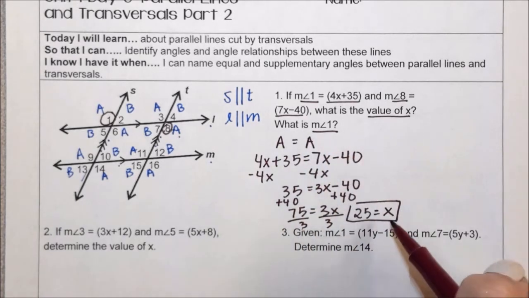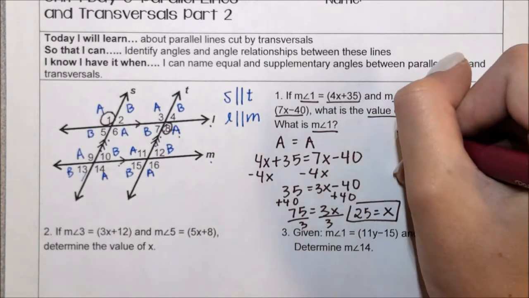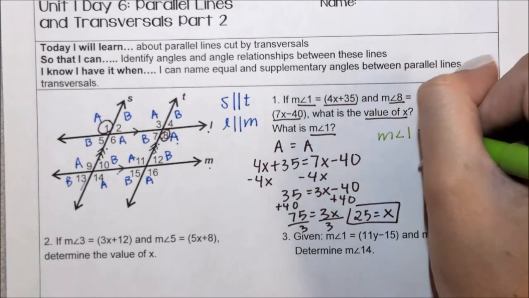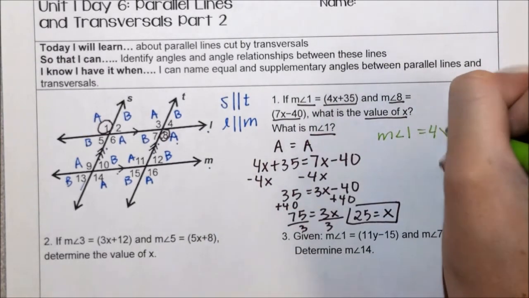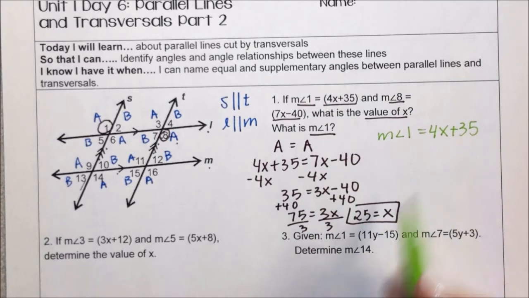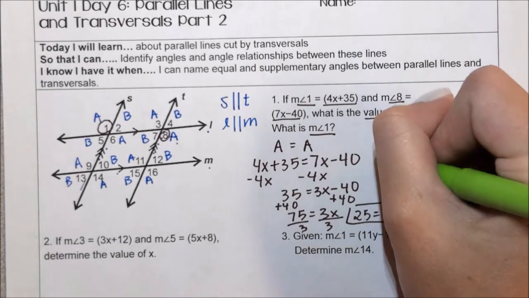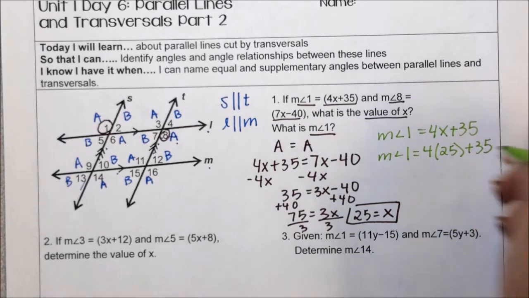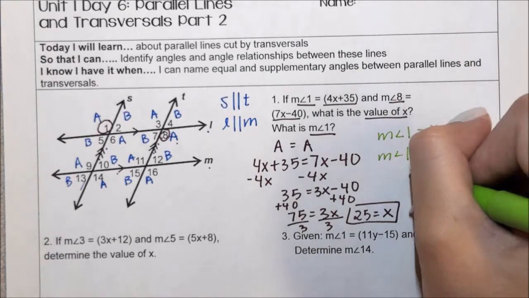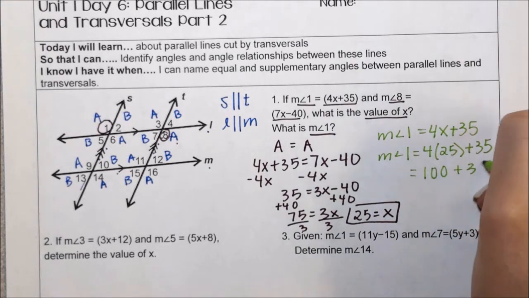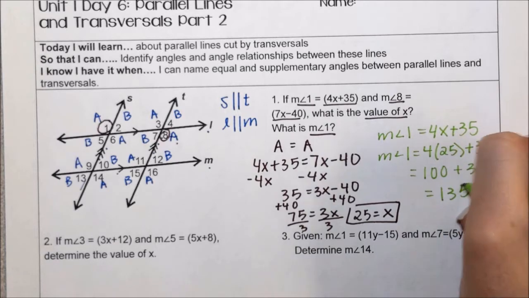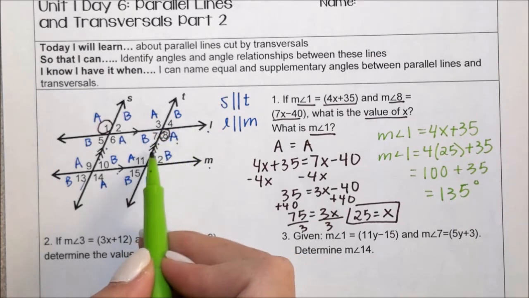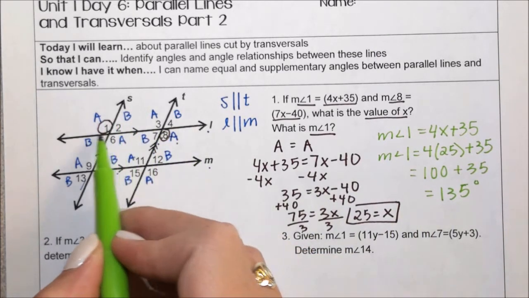But is the measure of angle 1 equal to 25? I hope you said no. The measure of angle 1, my problem tells me, is 4x plus 35. Now that I have x, all I need to do is plug that in. So the measure of angle 1 is 4 times 25 plus 35. 4 times 25 gives me 100, plus 35 equals 135 degrees. If I look at my picture, I can tell that that's going to be an obtuse angle, so this makes sense to be my answer.